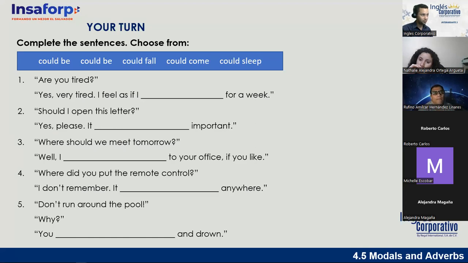Let's see, 7 groups. Okay, room 1, Estela Lara and Olivia Osorio. Room 2, Michelle Escobar and Natalie Alejandra. Room 3, Imelda Sanchez and Jenny Sanchez. Room 4, Alejandra Magaña and Sonia Guadalupe. Room 5, Claudia Iraeta and Rufino Amilcar. Room 6, Luis Enriquez and Manuel Aristides. And room 7, Paola Maria and Roberto Carlos.